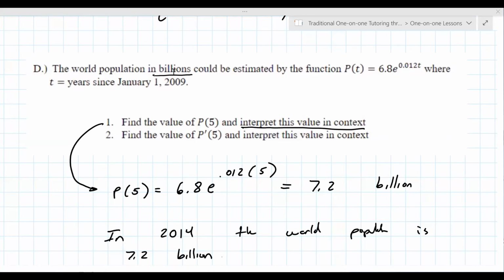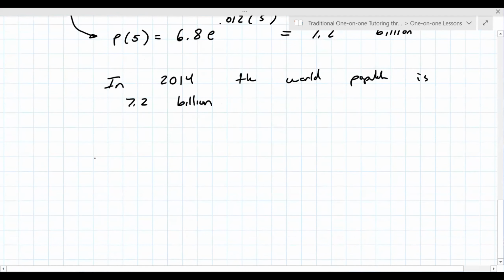Like it could be a different scenario, but they want to know what this number is and when it occurred. Okay. Now for the second part, I'm going to write P of T again. It's P of T is 6.8 e to the 0.012 t. And then they want P prime of T first. So they want the derivative.